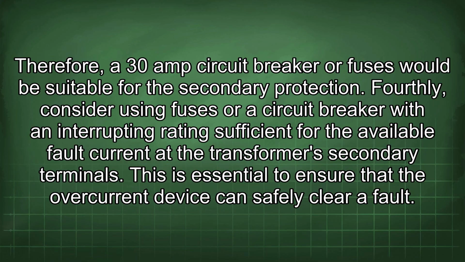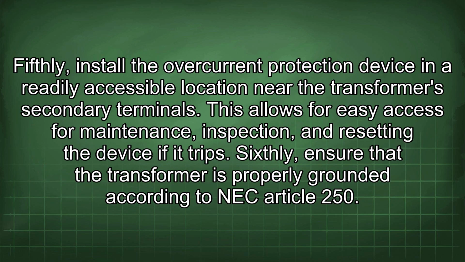Fourthly, consider using fuses or a circuit breaker with an interrupting rating sufficient for the available fault current at the transformer's secondary terminals. This is essential to ensure that the overcurrent device can safely clear a fault. Fifthly, install the overcurrent protection device in a readily accessible location near the transformer's secondary terminals. This allows for easy access for maintenance, inspection, and resetting the device if it trips.